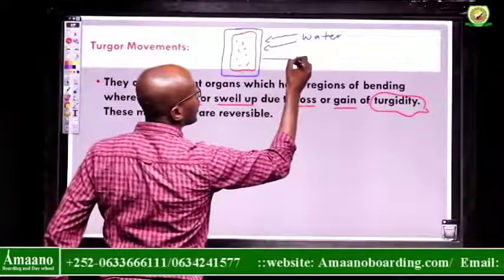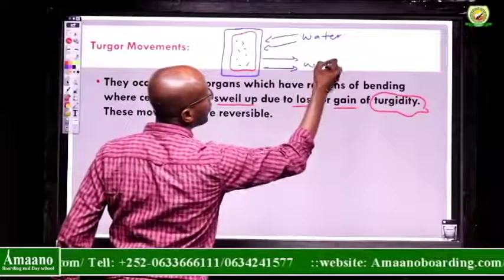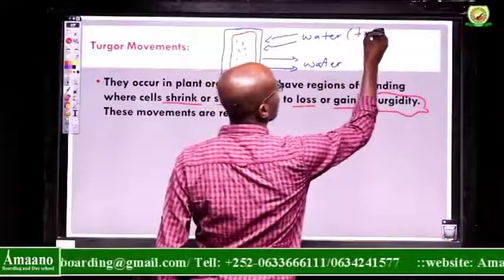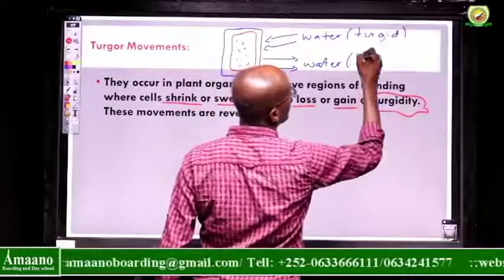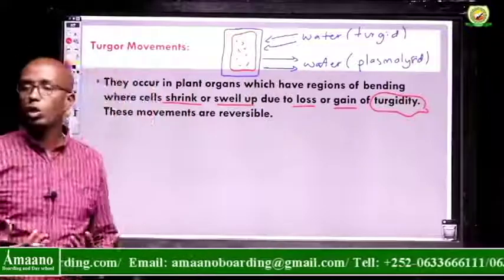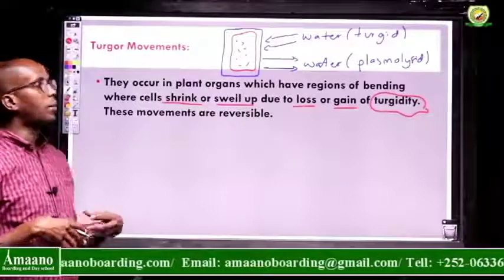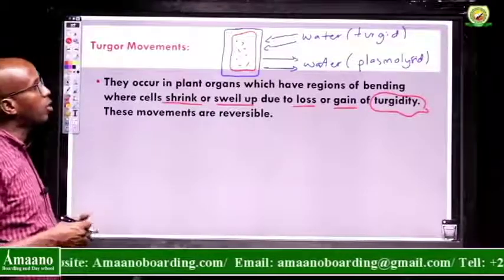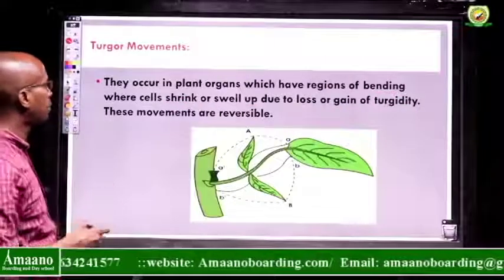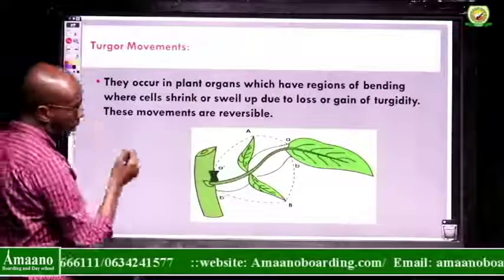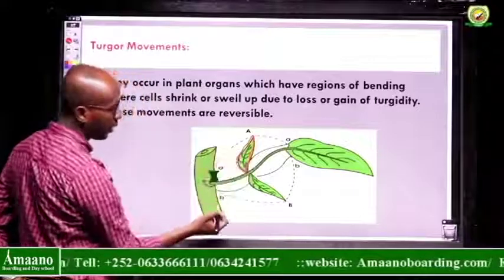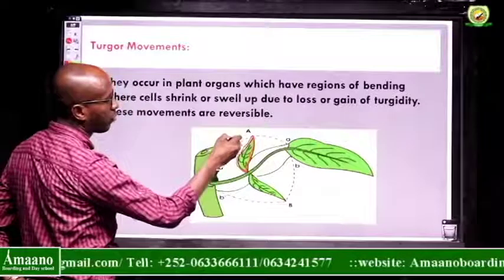On the other hand, if they lose water, they become plasmolyzed or shrink. So what causes the plant cells to shrink or to swell up is the amount of water being taken in or given off by the cell. Look, please. Cells A and B, they are plasmolyzed, shrunken. That means this time they lost a lot of water.